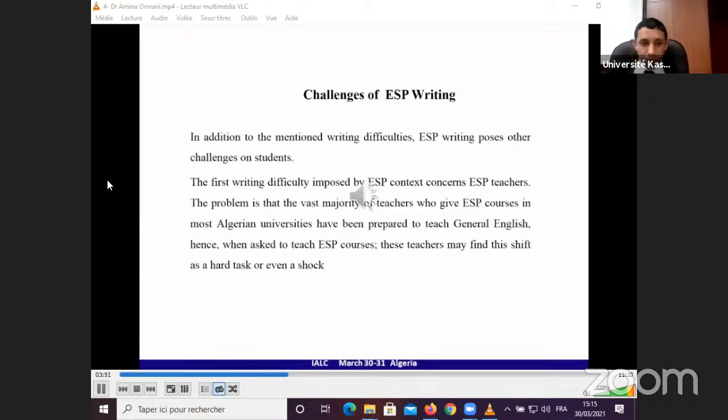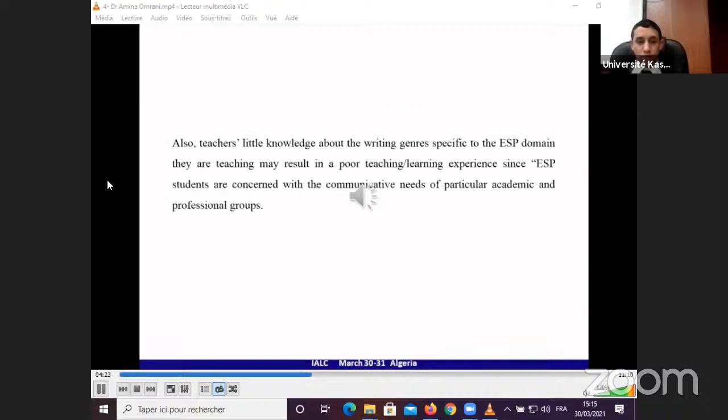In addition to the mentioned writing difficulties, ESP writing poses other challenges for students. The first writing difficulty imposed by the ESP context concerns ESP teachers. The problem is that the vast majority of teachers who give ESP courses in most Algerian universities have been prepared to teach general English. Hence, when asked to teach ESP courses, these teachers may find this shift a hard task or even a shock. Also, teachers' lack of knowledge about the writing genre specific to the ESP domain they are teaching may result in a poor teaching and learning experience of writing, since ESP students are concerned with the communicative needs of particular academic and professional groups.